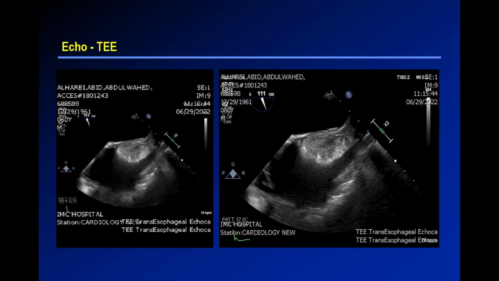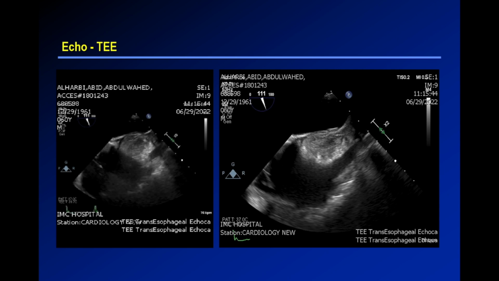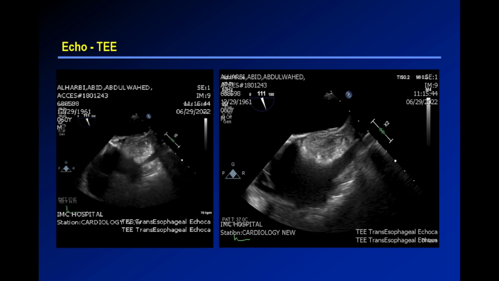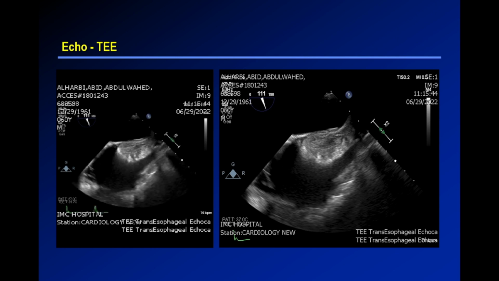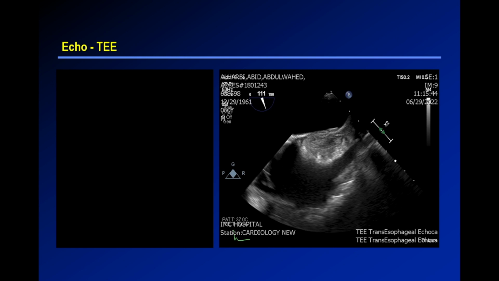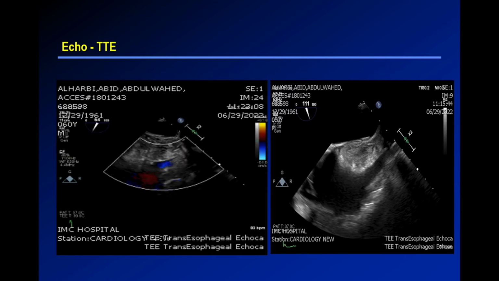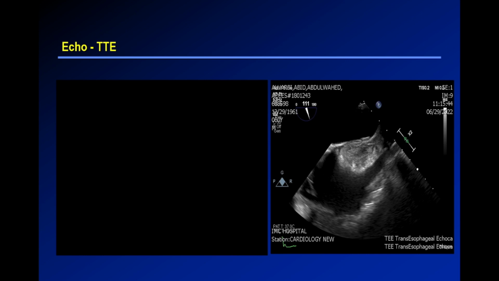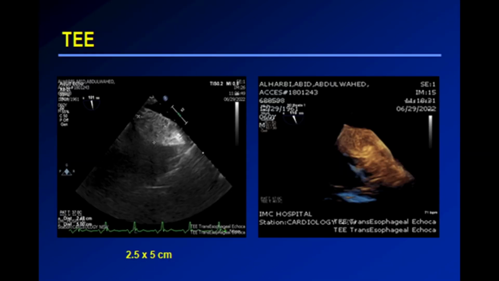Transesophageal echo also shows a huge mass attached to the interatrial septum with asymmetrical thickness. There is no evidence of flow obstruction from SVC to right atrium filling. By color, there is no turbulence suggestive of any hemodynamic effect of this mass on right atrium filling. This is the mass measurement by transesophageal echo, 2.5 by 5 centimeters.